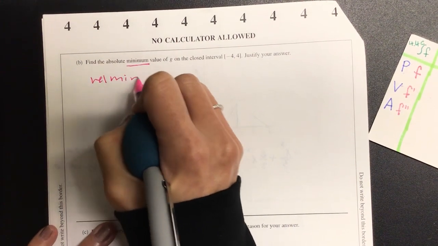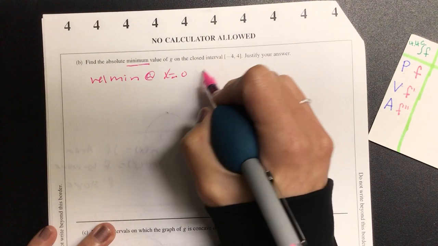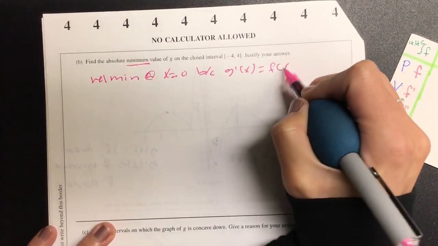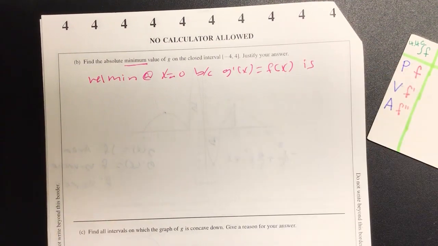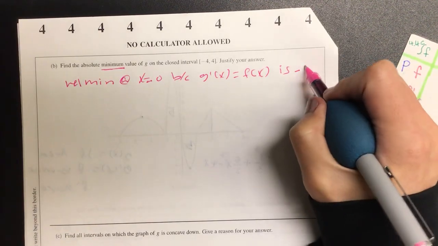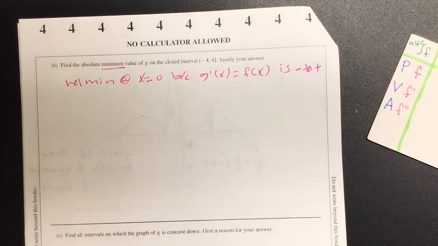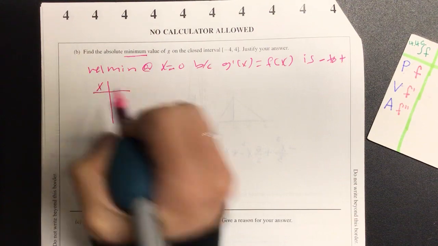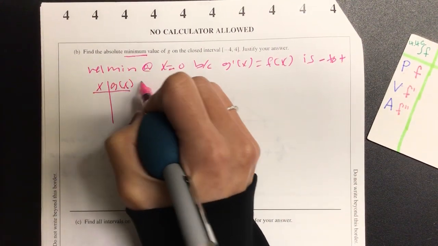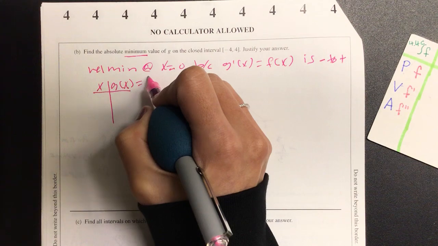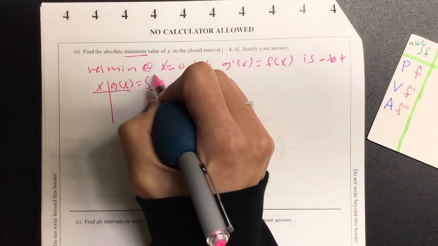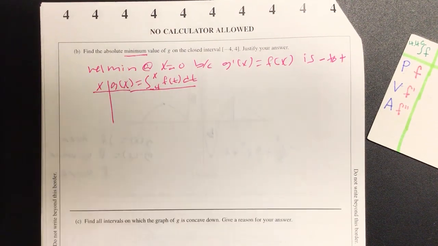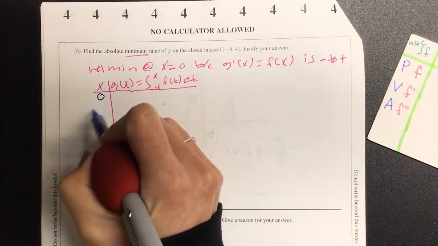Let's write: relative minimum at x equals 0 because g prime of x, which is also represented by f of x, is going from what sign to what sign? Negative to positive, not just changing sign. That could be anything. Then we make our chart comparing g of x, and I'm going to write the formula on here so I don't have to flip back and forth. It was the integral from -4 to x of f of t dt. We're plugging it in, so we have our 0 and our endpoints.